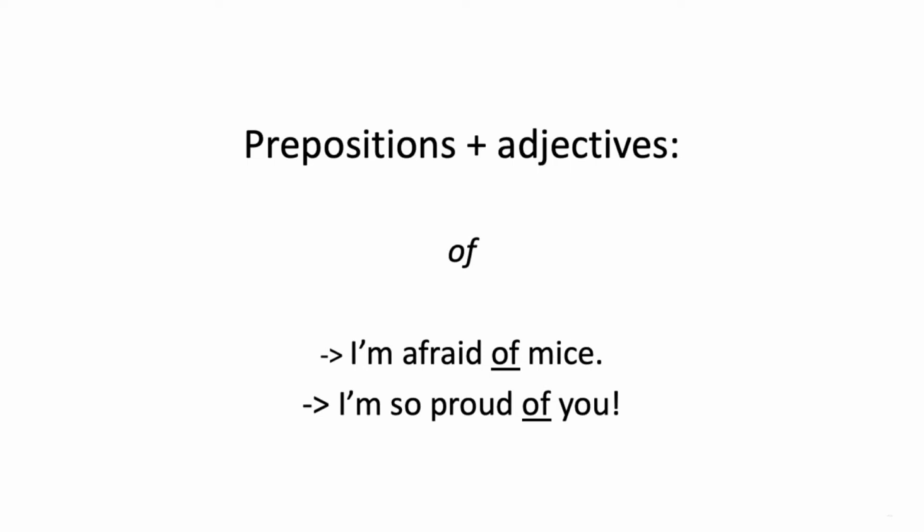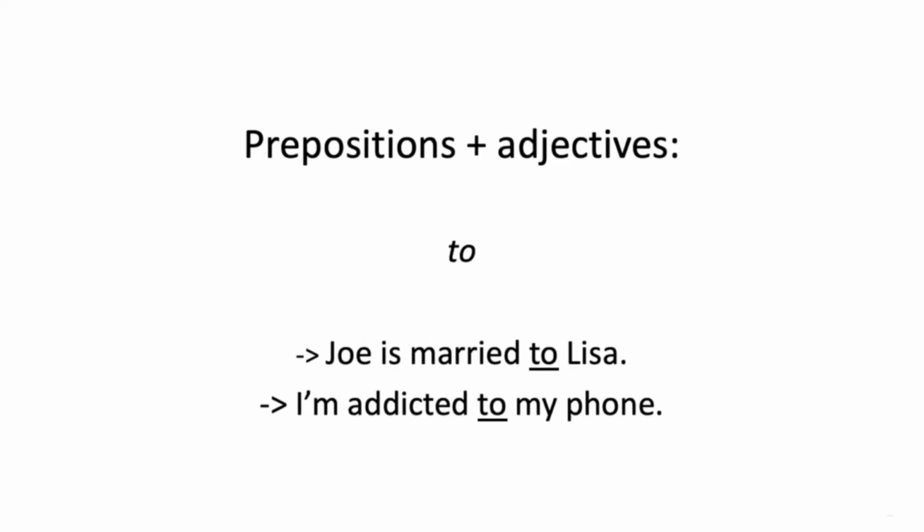Of. We use the preposition of to express feelings for someone or something. I'm afraid of mice. I'm so proud of you. The preposition to is often used to show the connection between people and things. Joe is married to Lisa. I'm addicted to my phone.